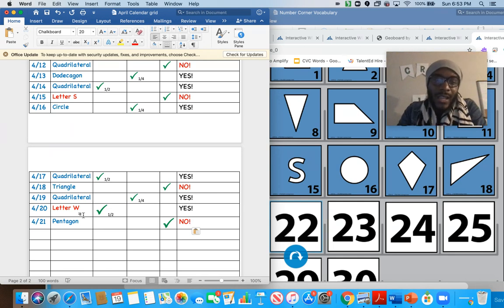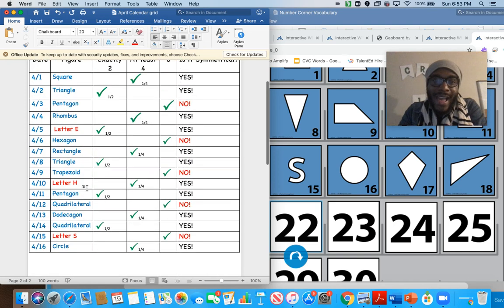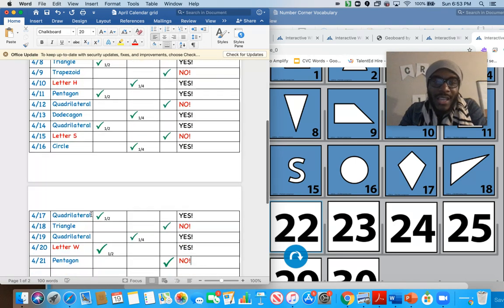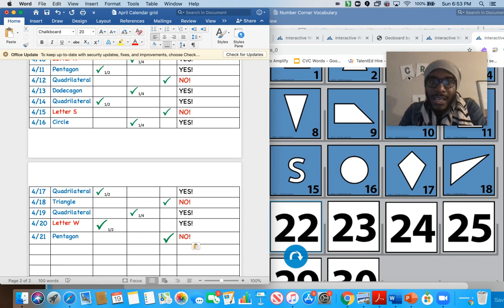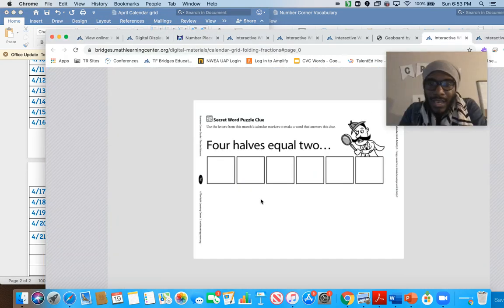I want to go back quickly because we forgot to tell you the special thing we're going to do with our letters. We have our letters E, H, S, and W. It says, use the letters from the month's calendar markers to make a word that answers this clue. What do you think we're going to do with the letters? That's right, we're going to see what the clue is by unscrambling the letters. So I'm just going to place the letters under here for now.